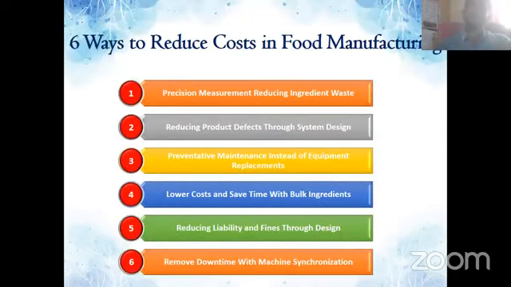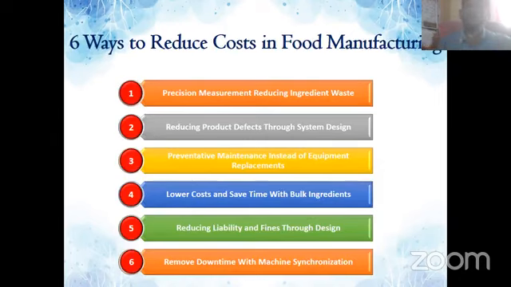So basically, there are 6 ways to reduce cost in food manufacturing. We are talking about manufacturing, we are talking about the competition, we are talking about cutting down the cost. So there are 6 major ways by which we can cut down the cost. The first one is precision measurement, reducing ingredients. Then reducing product defects through system design, preventive maintenance instead of equipment replacement.